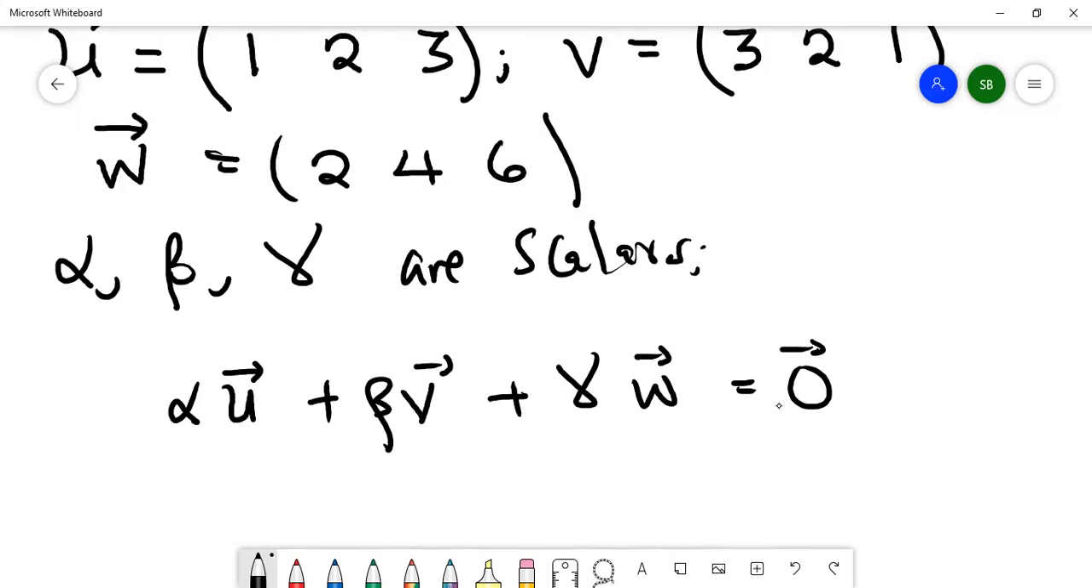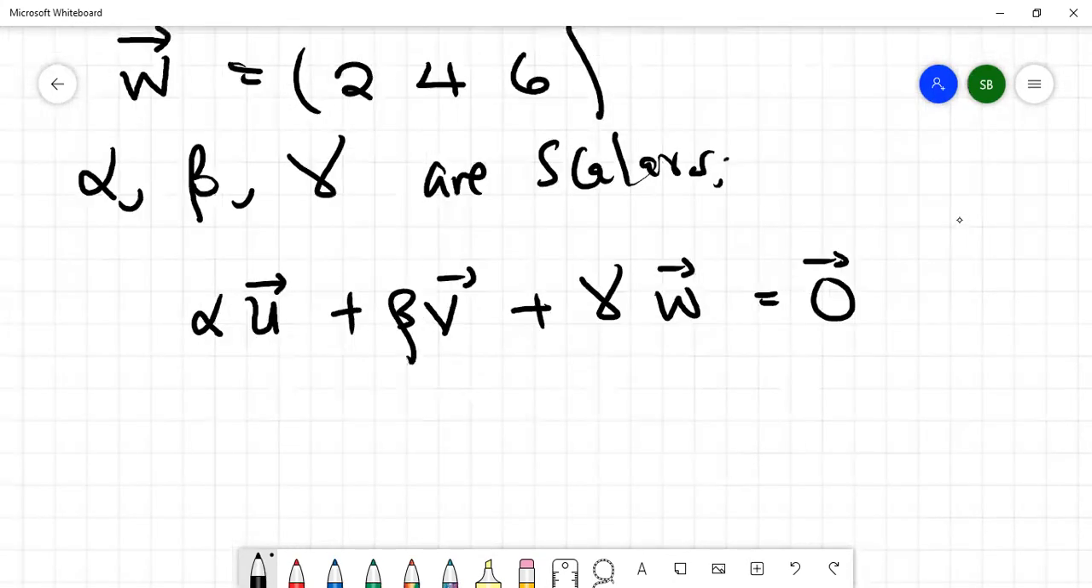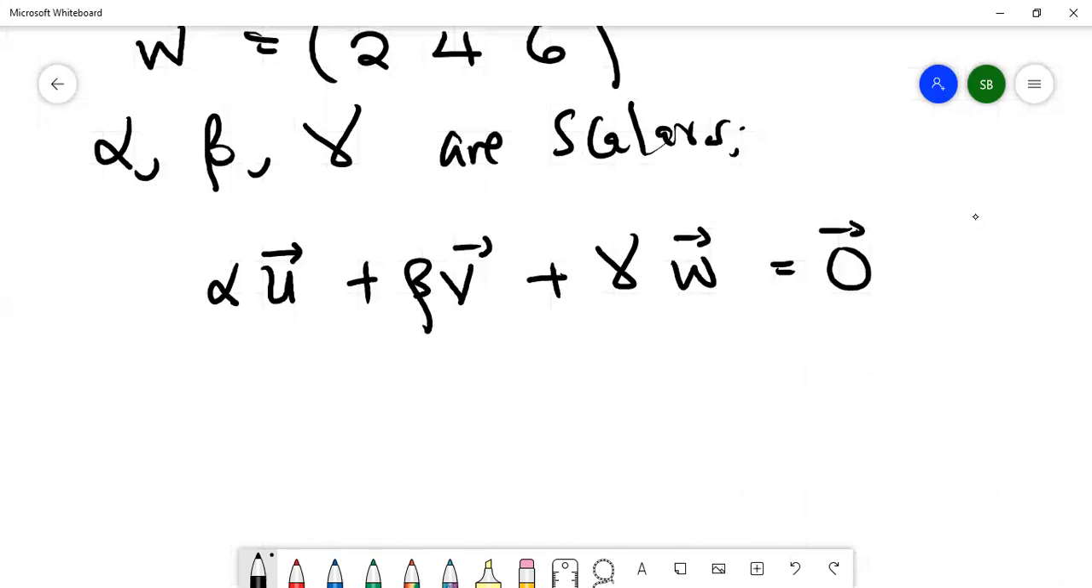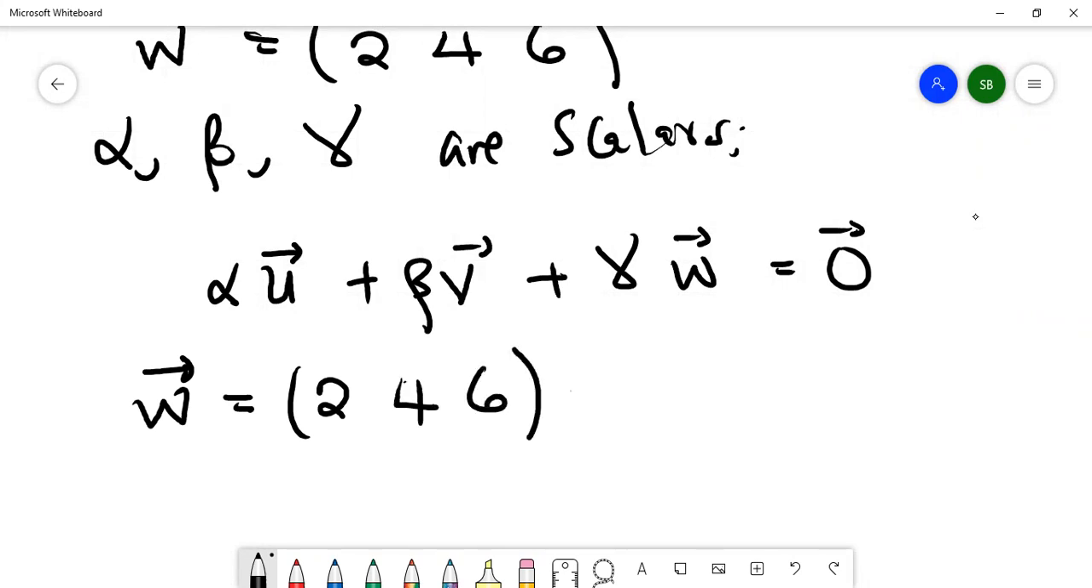Okay, so let's see. Well, from here, before we make any further deduction, observe U and W. Notice that W here as a vector, which is 2, 4, 6, can simply be written as 2 in bracket 1, 2, 3.